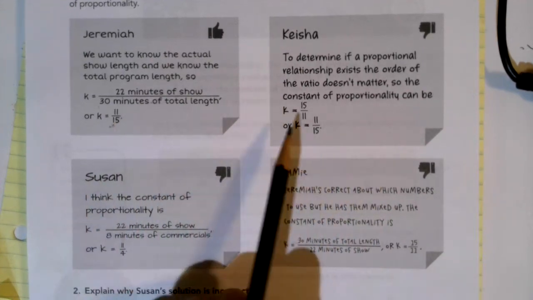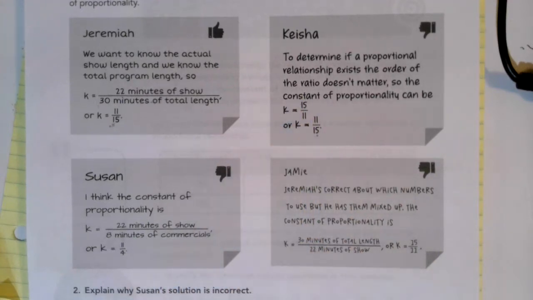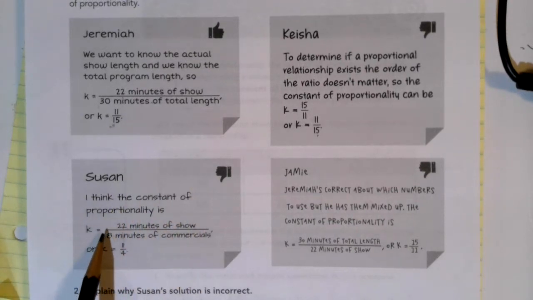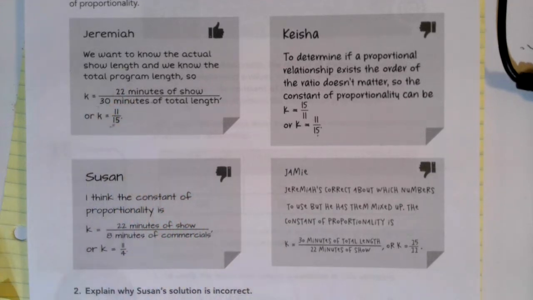Keisha, who was wrong, said you could express it as 11/15, or you could flip it and make it 15 over 11, and she was wrong. Susan was wrong. She had 22 over 8, which is taking the actual show length and dividing it by the 8 minutes of commercials and getting a ratio of 11/4. And Jamie said, I like what Jeremiah did with the 22 and 30, but he had it flipped. He wants to show you the total length to get the minutes of the show.